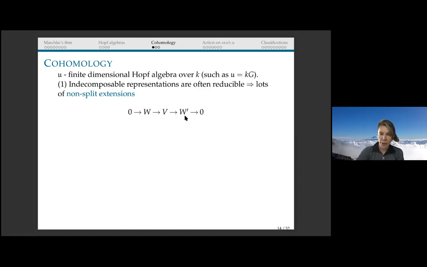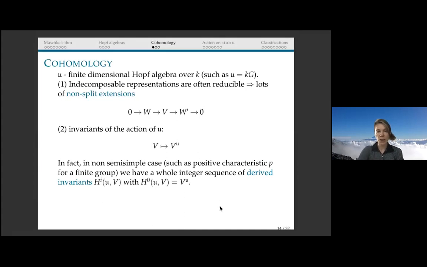If you take a quotient, let's call it W prime, then V is not going to be a sum of W and W prime. So we get an extension, or a short exact sequence, which does not split. And we can have tons of them. Basically, this is what we would like to classify if we want to classify representations: not only simple ones, but also how they fit together using extensions.